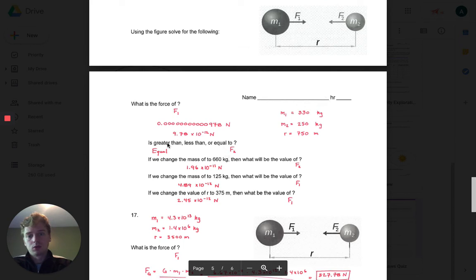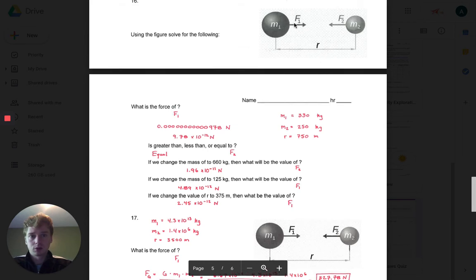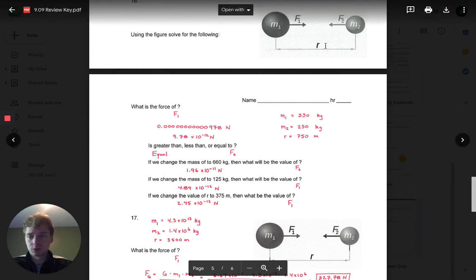So what happens to the force of gravity on the second object? Because that was the force from the first object. What about the force from the second object? Those are actually equal, right? It doesn't matter which object we're talking about, right? You pull on the Earth just as much as the Earth pulls on you.